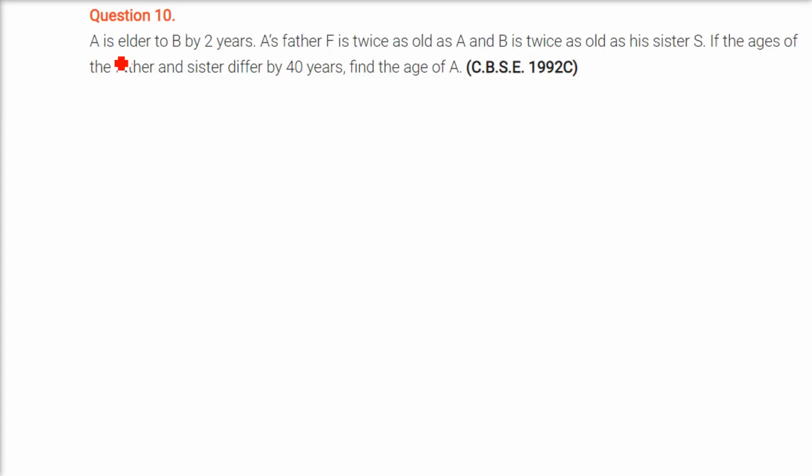A is elder to B by 2 years. So if we take A's present age as x, B's present age is y. So A is elder to B by 2 years. So we have to subtract 2 years from A so that we can get the age of y, that is B. Or what you can do here is x can be equal to y plus 2. If you add 2 years to B, he will be equal to A. That is why the first equation is this.